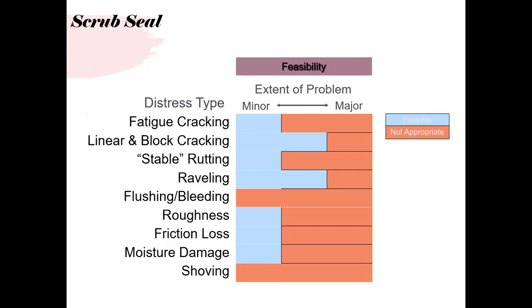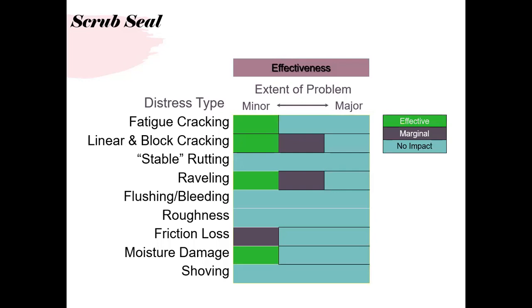If you look at this block diagram, it is not appropriate for flushing and not for showing, and not appropriate for most of the major severe distresses like fatigue, rutting, raveling. Its effectiveness is very little, and most of the time it's ineffective and has no impact on the cracks or the distresses that have been shown here.